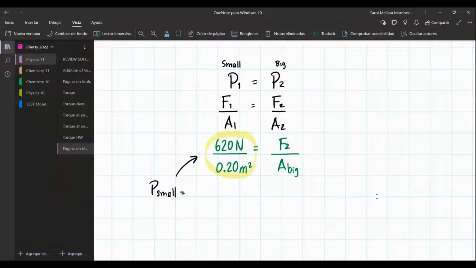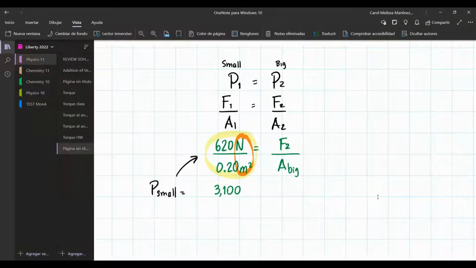It gives you how much? 3,100. 3,100, the units in which we measure pressure is Pascal. So the pressure in the small piston is going to be 3,100 Pascal, but I don't know how to get this force, but I know this area, okay?